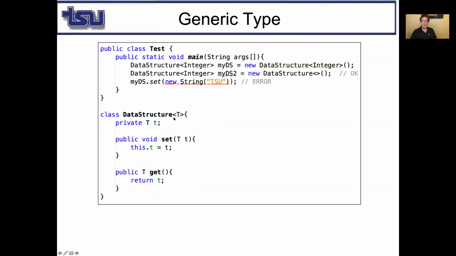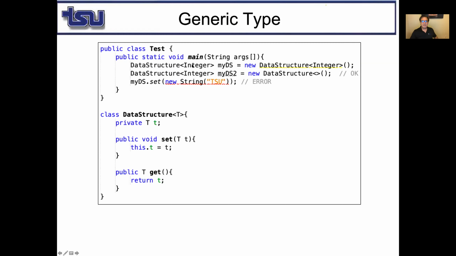So I'm going to convert this, instead of working with general objects, to a generic type. I will say the data structure has T as a generic type, and I replace Object with capital T and data with lowercase t.